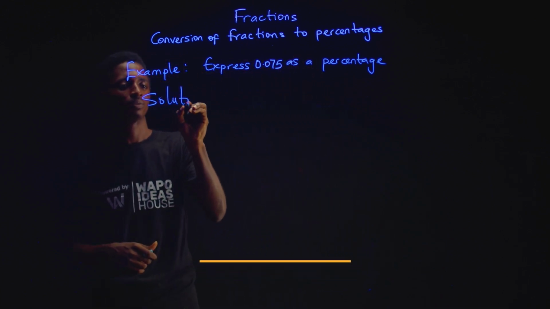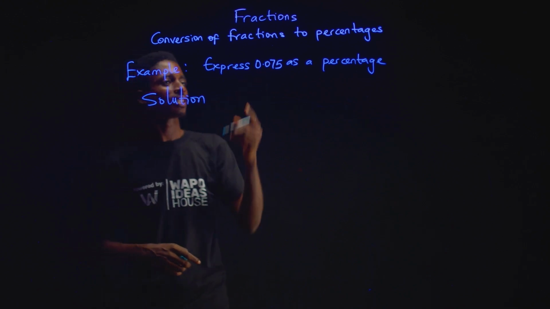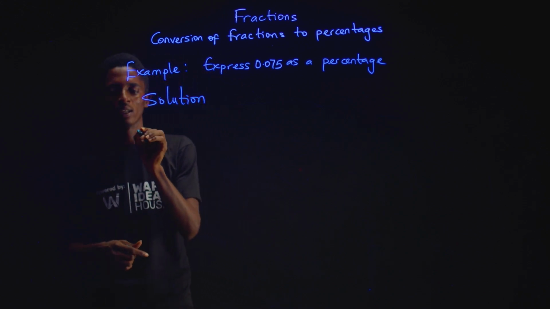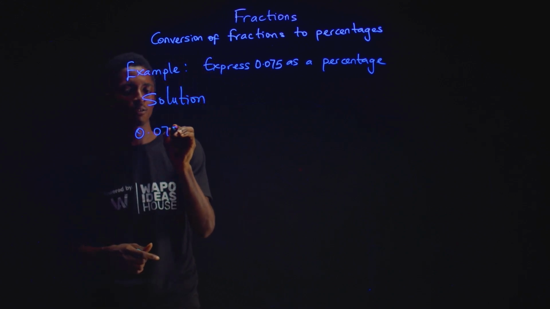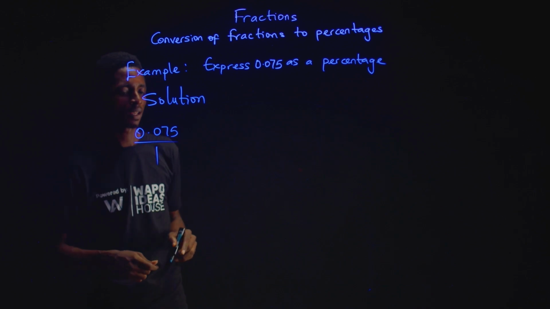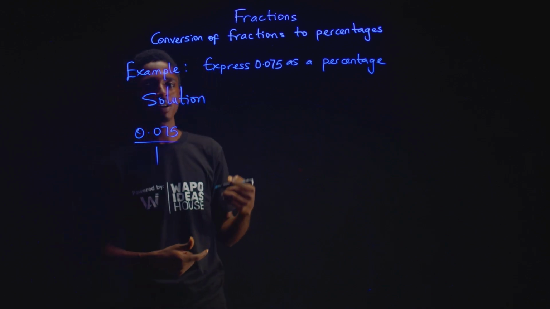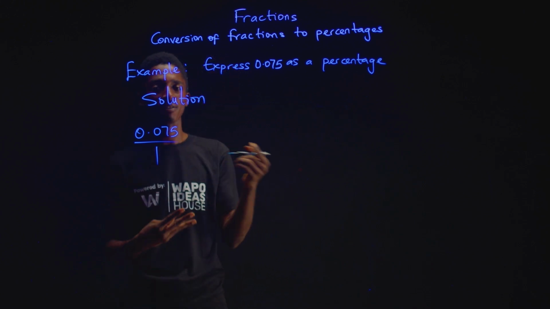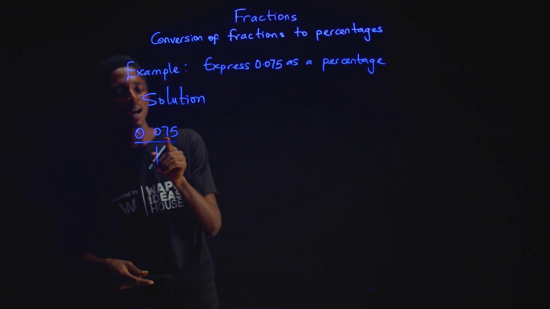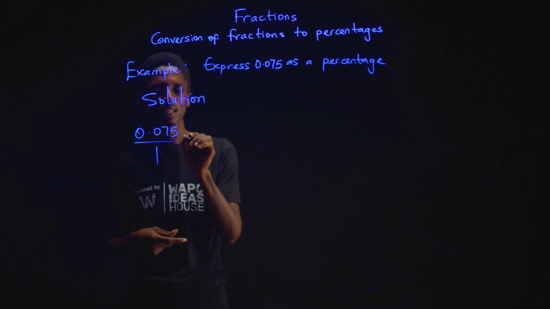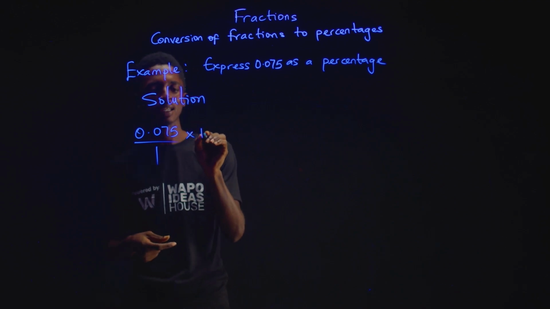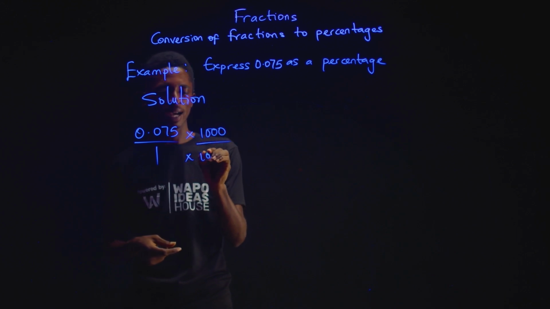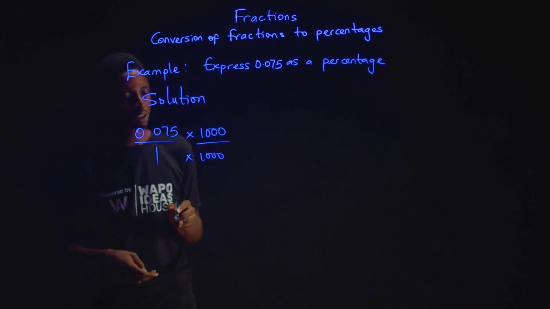Solution. 0.075 to a fraction. 0.075 over 1. Now remember that you multiply both numerator and denominator by a power of 10, depending on the number of decimal points you have. Since we have 3 decimal places, we will then say this is multiplied by 1000, and then the denominator is also multiplied by 1000.